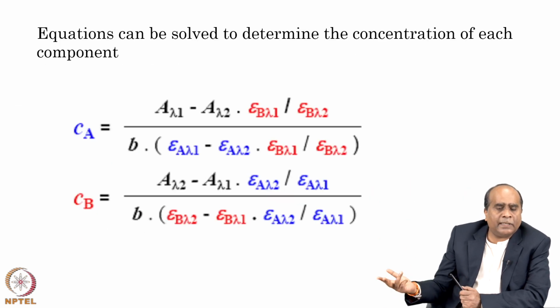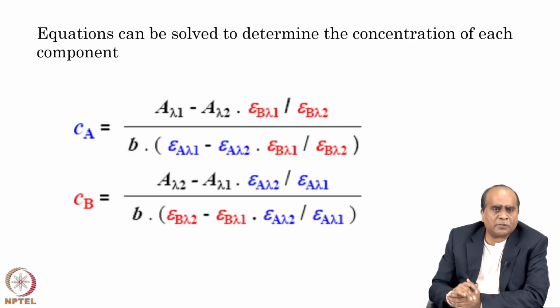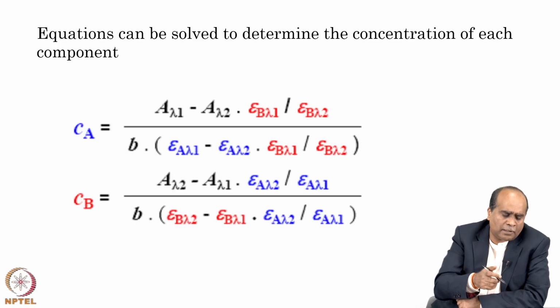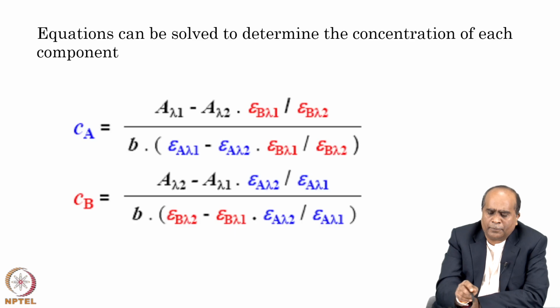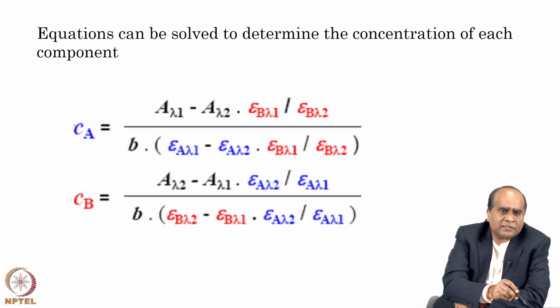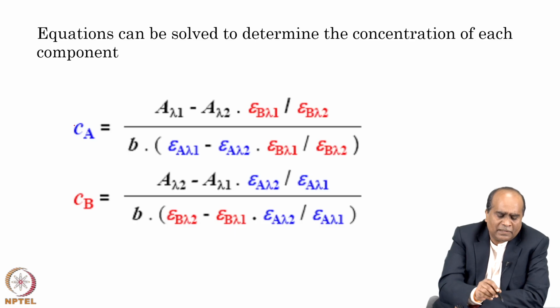So, now we have two equations and two unknowns, and we can solve it. The equation can be solved for determining the concentration of each component that is contributing. So, C A, the concentration of component A, will be A lambda 1 minus A lambda 2 multiplied with the extinction coefficient of B lambda 1 divided by the extinction coefficient of B lambda 2, and this is the denominator.